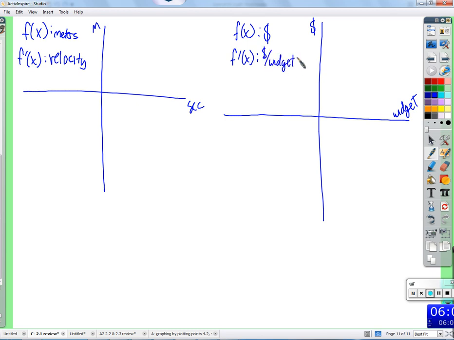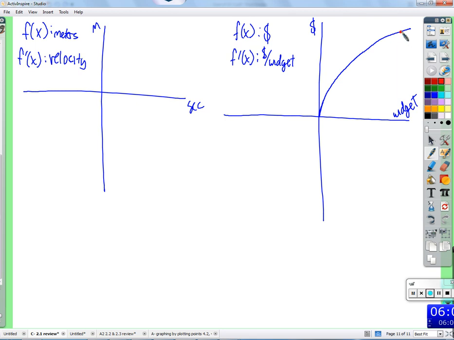Or a shirt, or whatever you want to call that thing, right? So if it looks something like this, it's pretty steep, right? It's pretty steep per shirt right now. And then it kind of levels off. It's still always costing more money, but we can see how the slope is getting smaller, right?